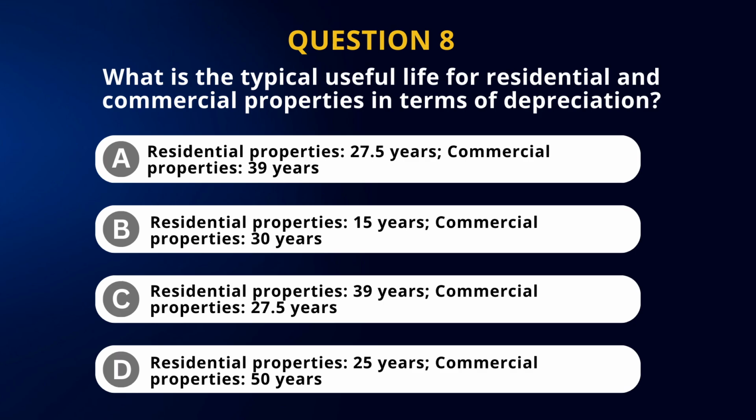Question number 8. What is the typical useful life for residential and commercial properties in terms of depreciation? Letter A, residential properties, 27.5 years, commercial properties, 39 years. Letter B, residential properties, 15 years, commercial properties, 30 years. Letter C, residential properties, 39 years, commercial properties, 27.5 years. Letter D, residential properties, 25 years, commercial properties, 50 years.